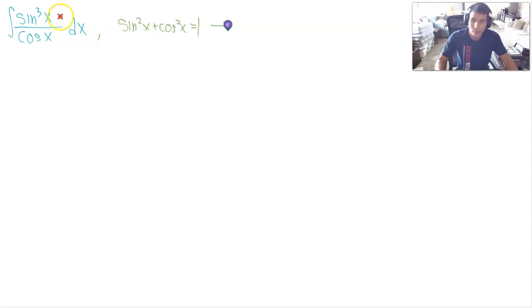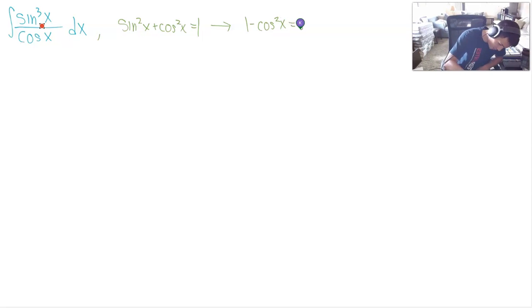But then we don't have a cosine squared, we just have a sine squared in here somewhere, right? We have a sine times a sine squared. So let's rewrite this identity as something a little bit nicer: 1 minus cosine squared x is equal to sine squared x. Right? So that's true. And that's nice. Now we can rewrite our integral as sine x times (1 minus cosine squared x) divided by cosine x.